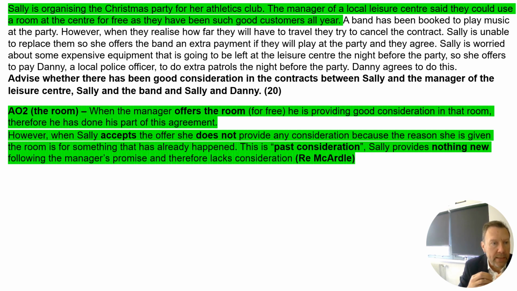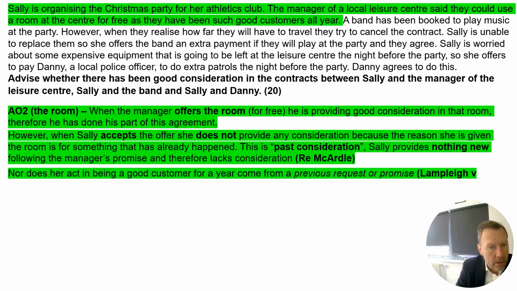So by pointing that out, it's that Re McArdle case again. You can basically say he's done his bit, he's offered some consideration in the form of the room, but her acceptance doesn't contain any consideration because what she's already done is past. So there's your first point, and that's that first issue already dealt with.